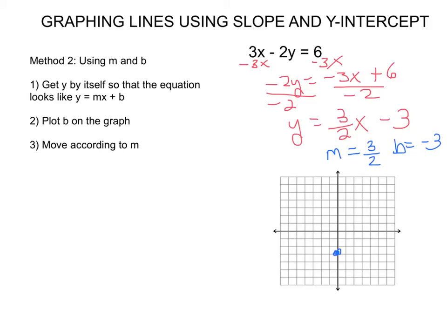And then the last thing that we need to do is move according to m. What that means is, m is 3 over 2, and if you recall, we have our y over our x, or our rise over our run, which means we're going to move up 3. We are going to move to the right 2 because m is positive. And so you have to start from the point b that you've already plotted, and you go up 3 spaces and over 2. That's going to be your slope. That's going to be your line.